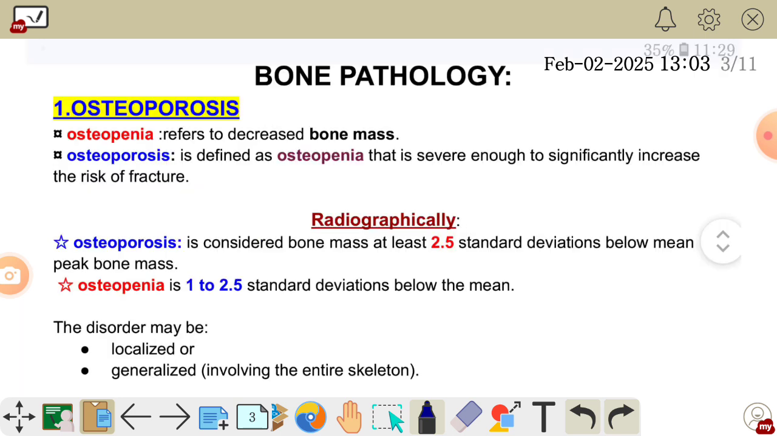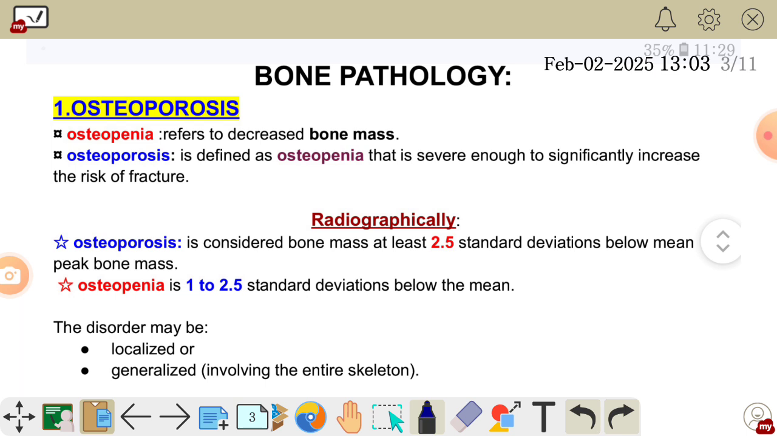So osteoporosis is simply defined as the osteopenia that is severe enough to significantly increase the risk of fracture. So it is defined as osteopenia. So osteopenia is simply the decrease in bone mass. So the mass of the bone is decreased. So now this decrease in bone mass, which is severe enough to significantly increase the risk of fracture, is what we call osteoporosis.